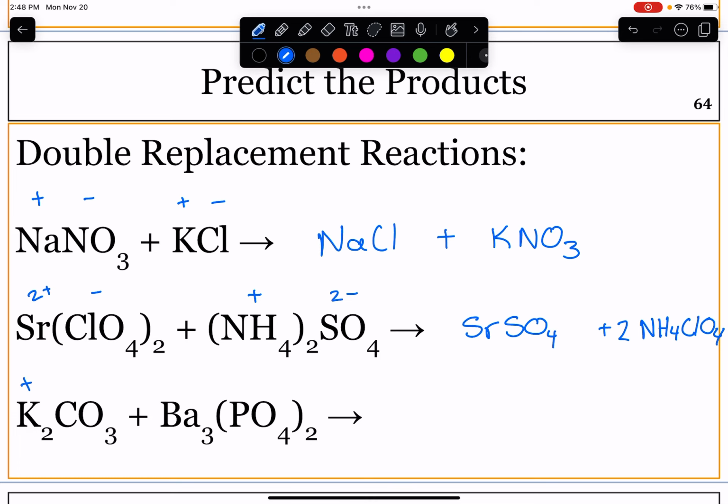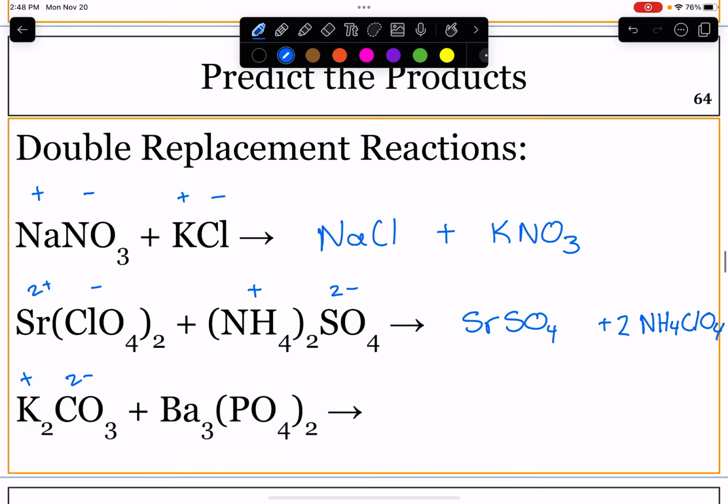Potassium is a +1. Carbonate, CO3, is a 2-. Barium is a 2+, phosphate is a 3-. Potassium is going to form a compound with phosphate. Potassium has a 1+ charge, and let's write this up here, and phosphate a 3-. Therefore, we need 3 potassiums in order to make a neutral compound between potassium and phosphate.